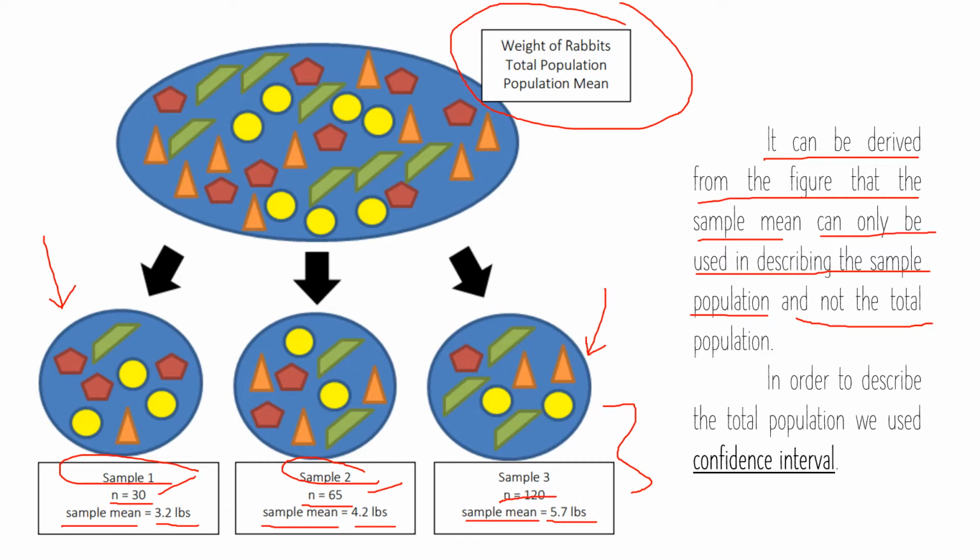In order to describe the total population, we use a confidence interval. For us to describe the total population, there should be an involvement of a confidence interval. So what are these values? It can be 99%, 95%, or 90%. The most commonly used values of your confidence interval are 99%, 95%, and 90%.